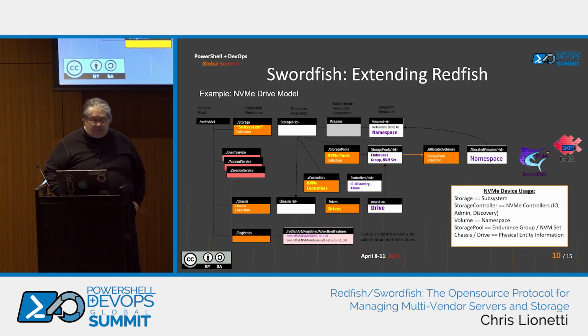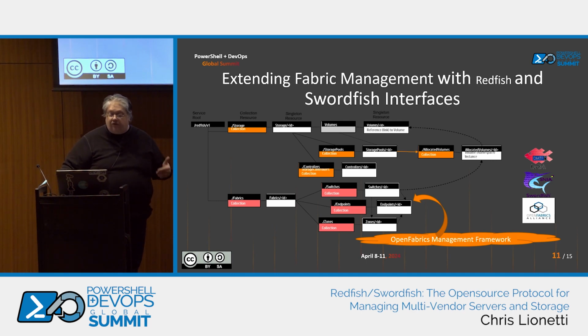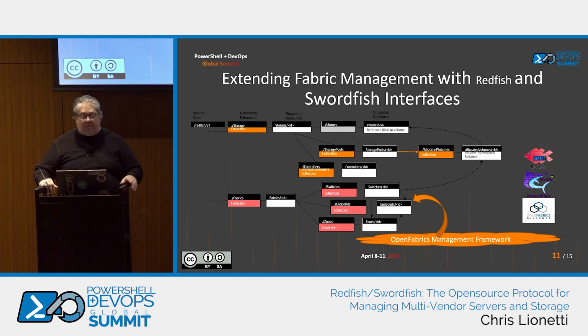So Swordfish, again, looks just like Redfish. The difference is we've added a few things. We've added fabrics, we've added NVMe-oF and NVMe namespaces, and we've added adapters or initiators. You'll also see that we're starting to do something called the Open Fabrics Management Framework, OFMA, or OFMF. With that, we're trying to make it so that Swordfish and Redfish can manage your actual switching infrastructure as well.